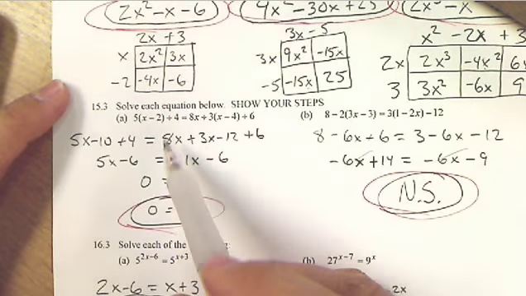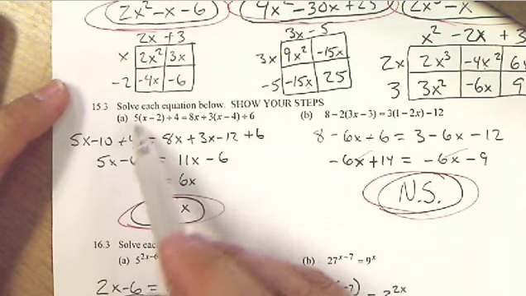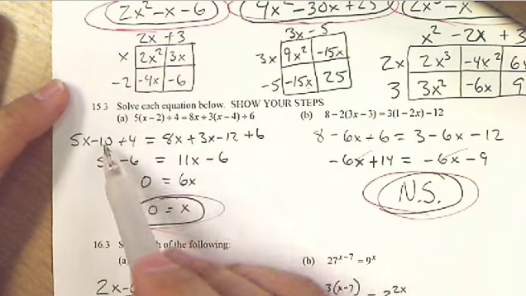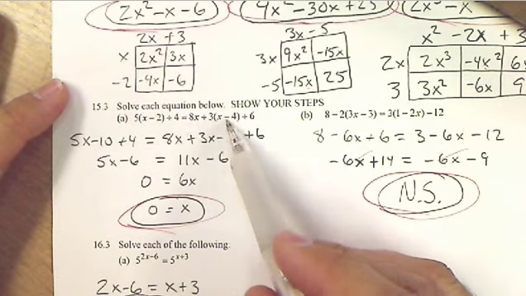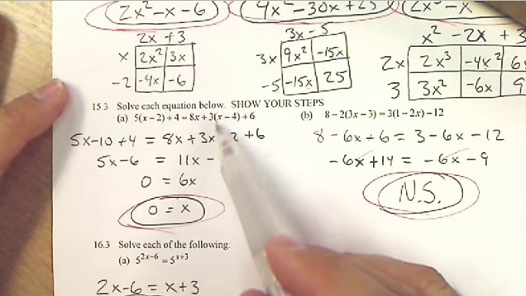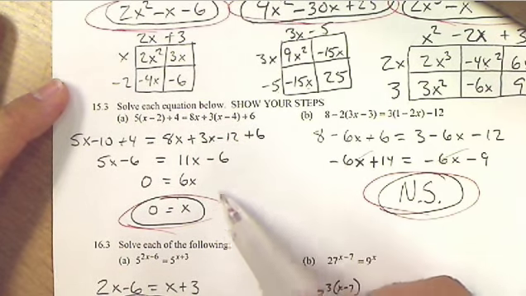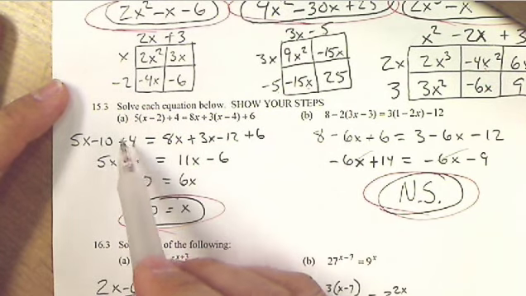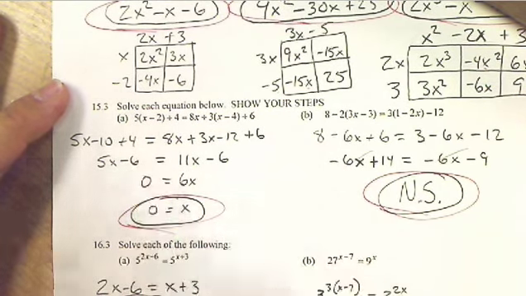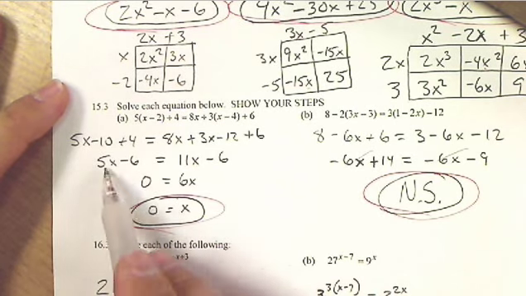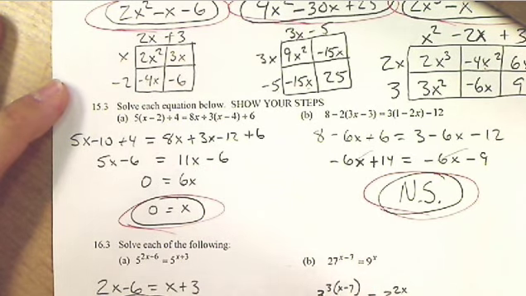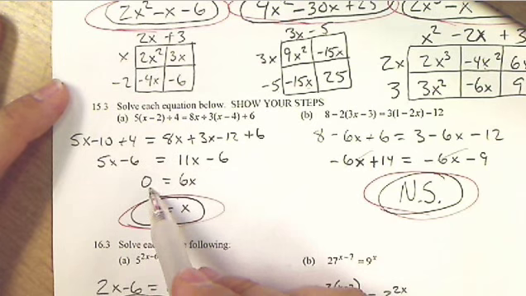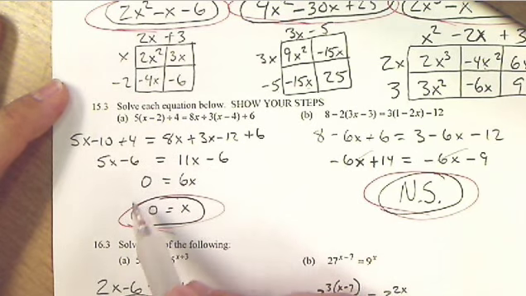Solve the equation. Distribute. So that's how you get the 5x, negative 10, and the 4. Distribute. So that's 3 times the x, 3 times the 4. Combine like terms. I like to get all my x's on one side first, so I subtract 5x from both sides. Add 6 to both sides, and that's how I got 0 equals 6x. Divide by 6, and you get 0.